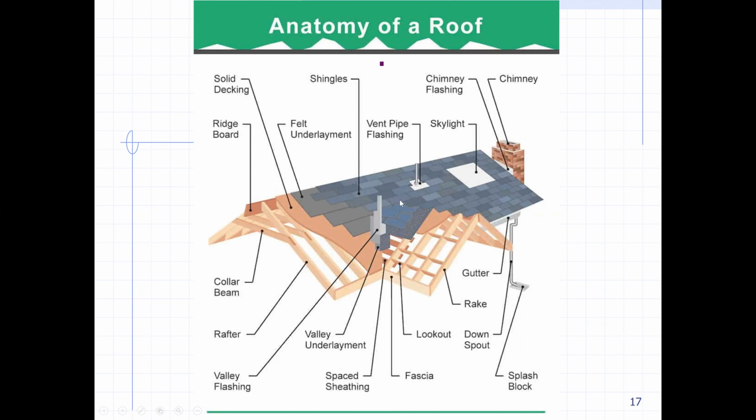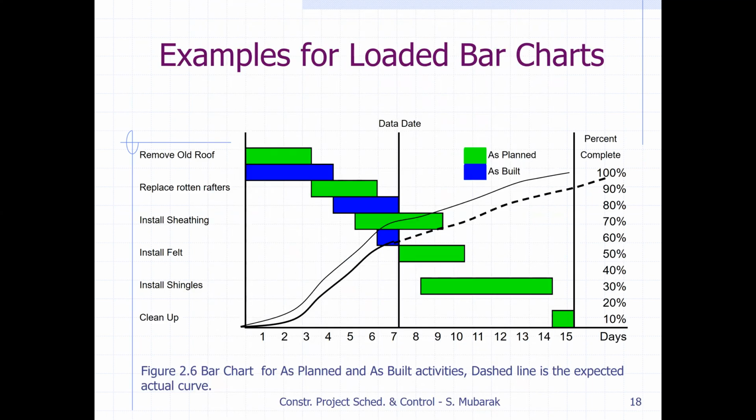So with this information, there are others also, but this is enough to explain the bar chart. So what is this, a loaded bar chart. There is a bar chart for as-planned and as-built activities. The dashed line is the expected actual curve. Here we see as-planned, the green curve, and blue is the as-built. Work done is up to the data date, up to this point, and then the expected as-built is completed this way.